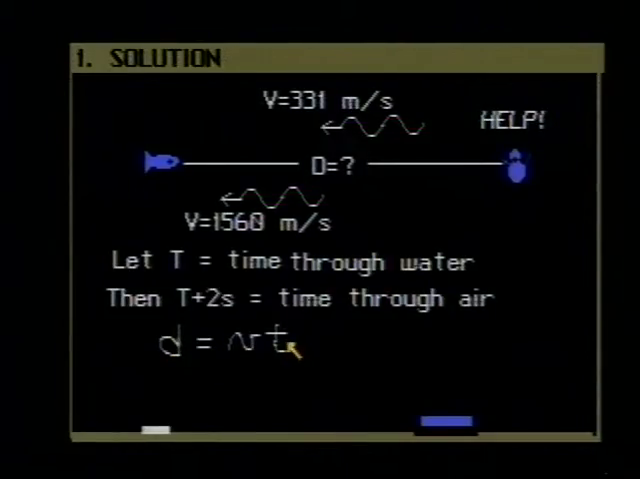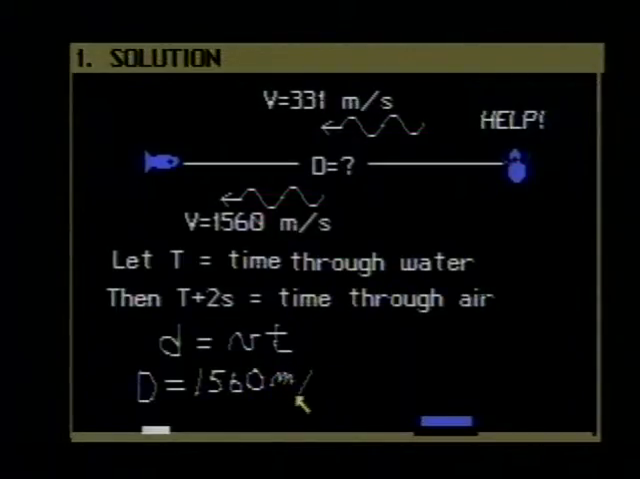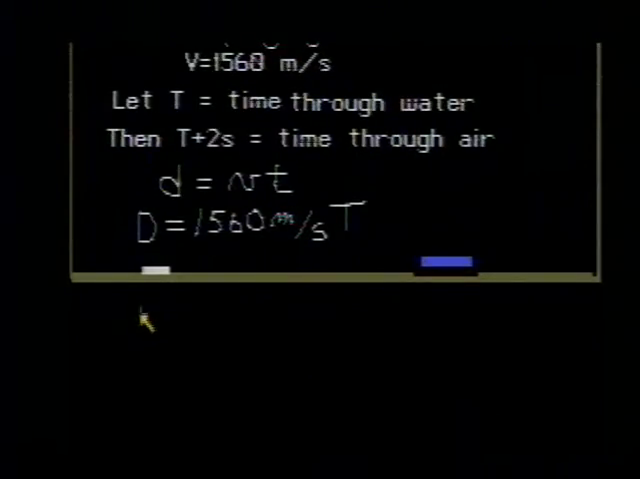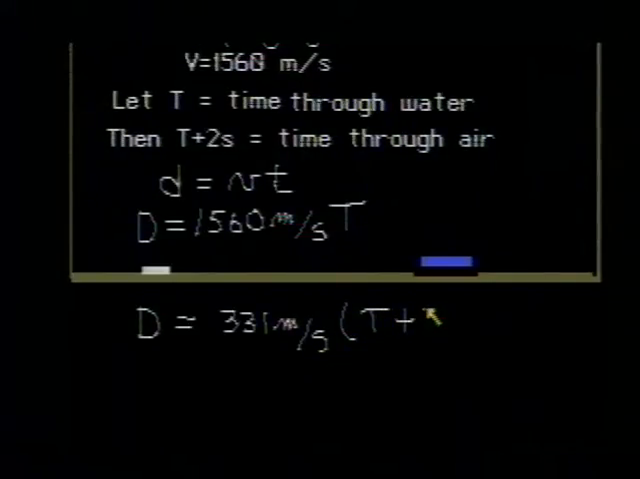times the time. For the sound through water, we can write that the distance then is equal to 1,560 meters per second multiplied by the time, which we've allowed to be t. For the sound through air, we can write that that same distance is equal to 331 meters per second multiplied by t plus 2 seconds.